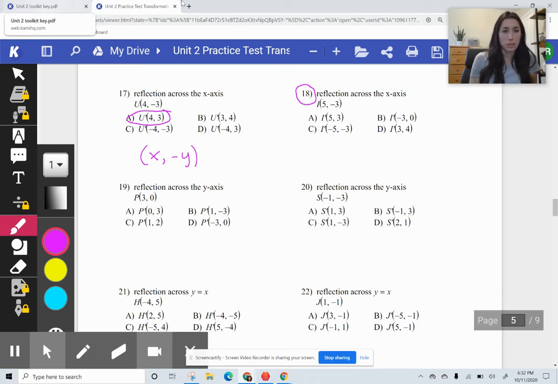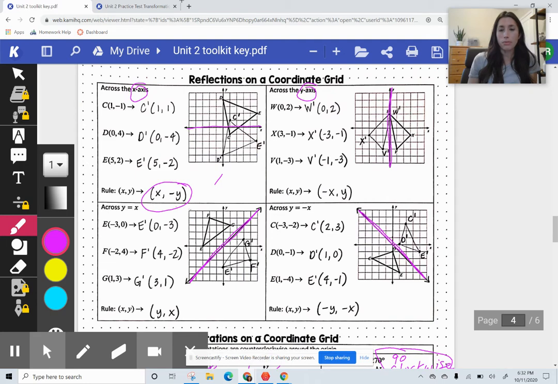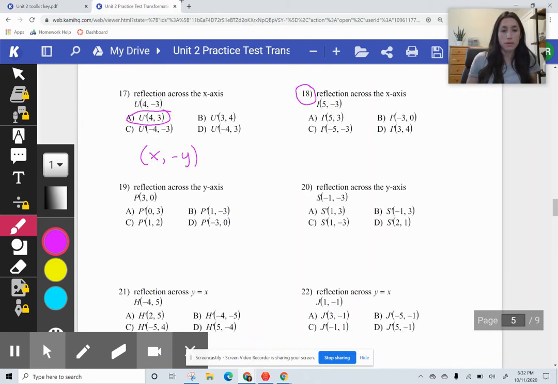Okay, let's look at question 19. We're going to reflect across the y-axis this time. So our rule is (-x, y). So if we have a -x, that means the y stays the same this time, and our x is changing signs. So if our x is changing signs, that means this 3 is becoming a -3, and 0 is going to stay 0. So (-3, 0). This will be answer choice D. Using the same y-axis rule, so go ahead and solve question 20.